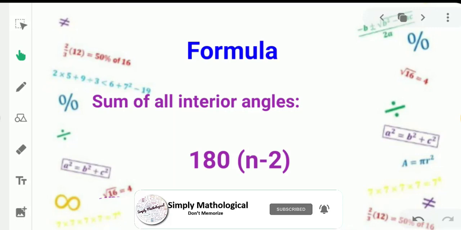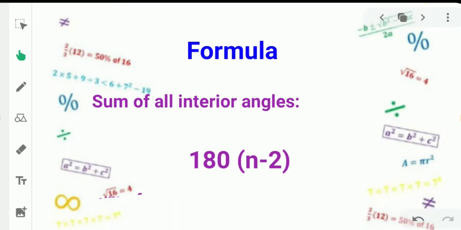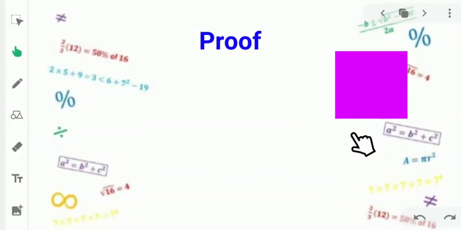This formula can easily be shown in the case of a square, when we know that the sum of all the angles of the square is equal to 360. Now let's move on and see how this formula works with a square. You can see over here is a square and we know that the sum of all the angles of this square will be equal to 360. But in order to prove that formula, we are first going to calculate it step by step.